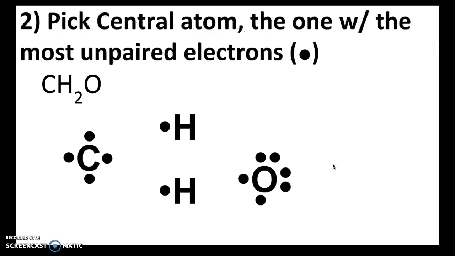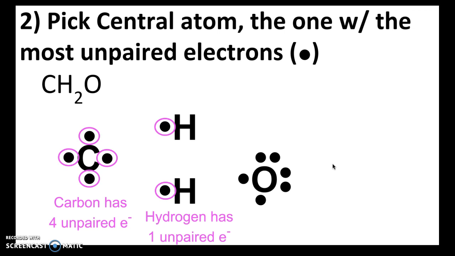The next thing is to pick the central atom, and that's the one with the most unpaired electrons. So I look at all my atoms, I see carbon has 1, 2, 3, 4 unpaired electrons. The hydrogen has 1 unpaired electron, and then the oxygen has 2 unpaired electrons. So because carbon has the most unpaired electrons, that's the one that's going to go in the center, and that's going to help me for the next step when I start to connect the atoms to the carbon.